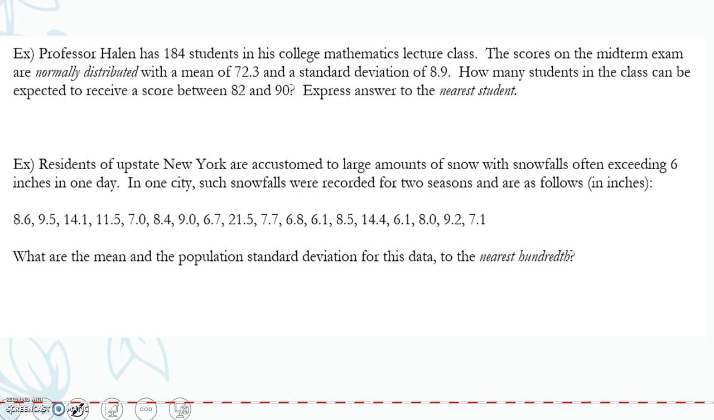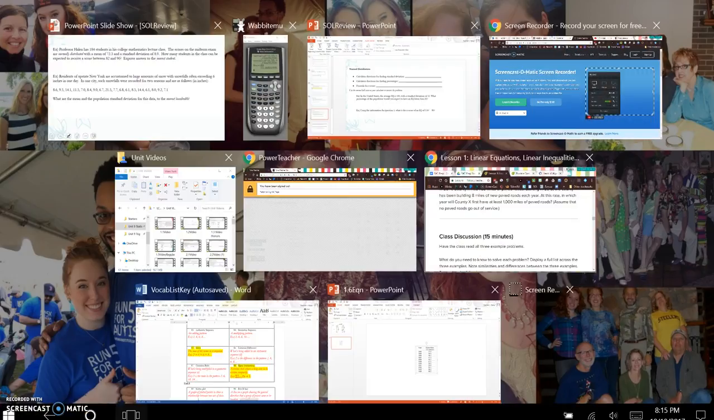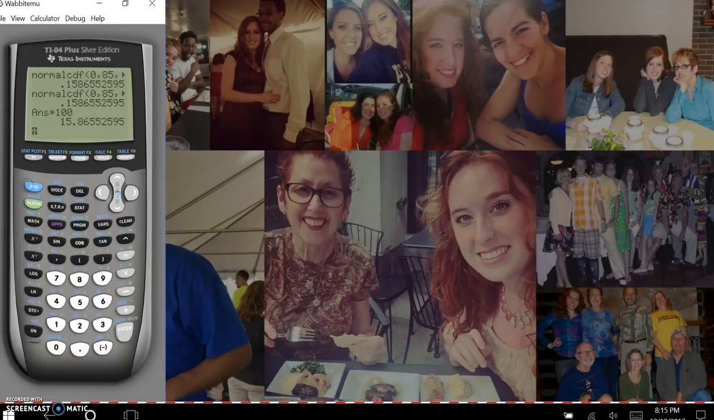The next one, Professor Halen has 184 students. The scores in the midterm are normally distributed with a mean of 72.3 and standard deviation 8.9. How many students can be expected to receive a score between 82 and 90? So to figure out how many students, what you have to do first is figure out the percentage between 82 and 90. So I am going to go back to my calculator and do second vars 2. Between 82, so 82 my lower, 90 is my upper. It tells us our mean is 72.3. It tells me the standard deviation is 8.9.